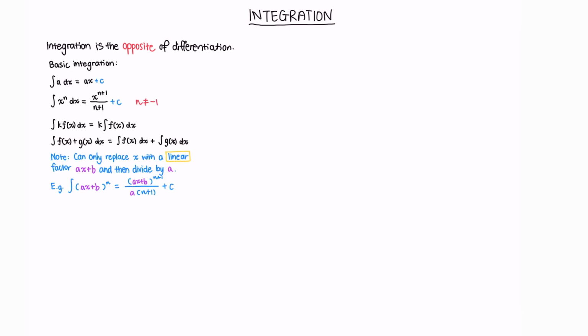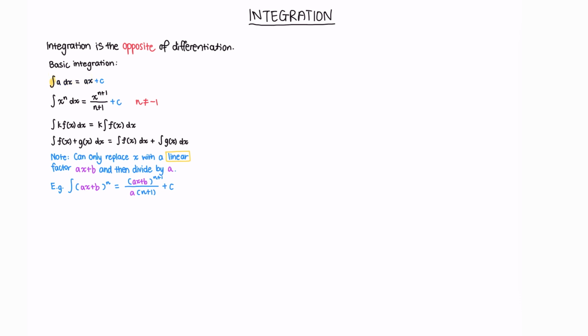Okay, we know how to differentiate, let's say something like ax with respect to x. So differentiating ax with respect to x will yield us a. Now, integration is just the opposite. If we integrate a with respect to x, we will get ax.